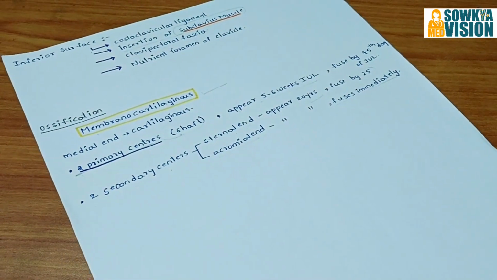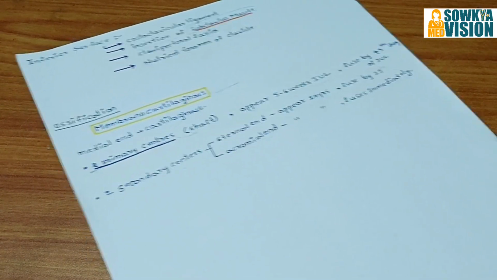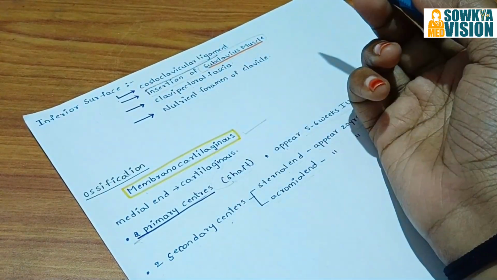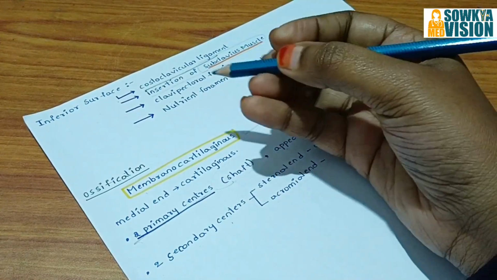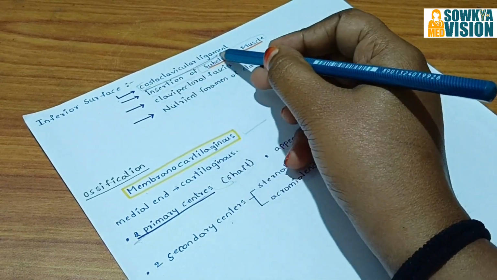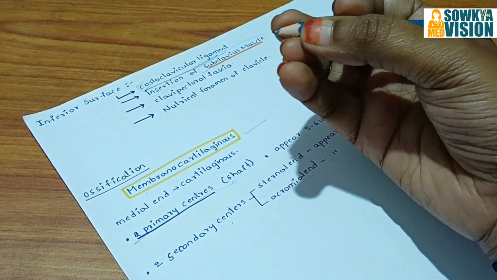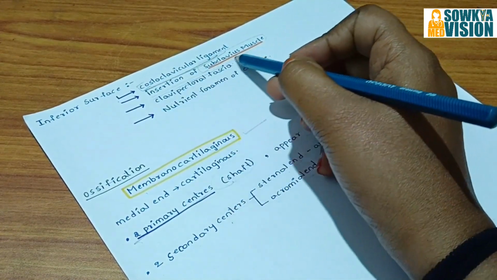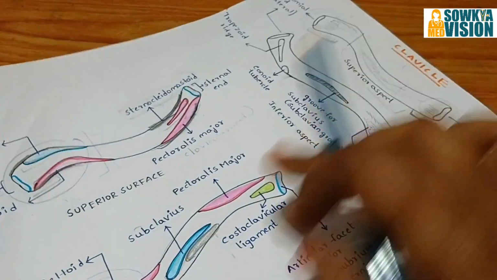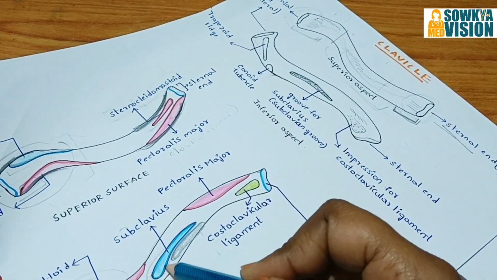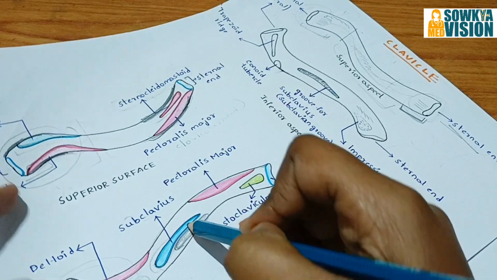And next, the remaining surface is the inferior surface of the medial 2/3 of the clavicle. See, it is related to the costoclavicular ligament. Costo means what? Ribs. So this ligament helps in attachment of the clavicle with the costal cartilage, and the insertion of the subclavius muscle. See, this is the inferior surface, right? This is the subclavius muscle.